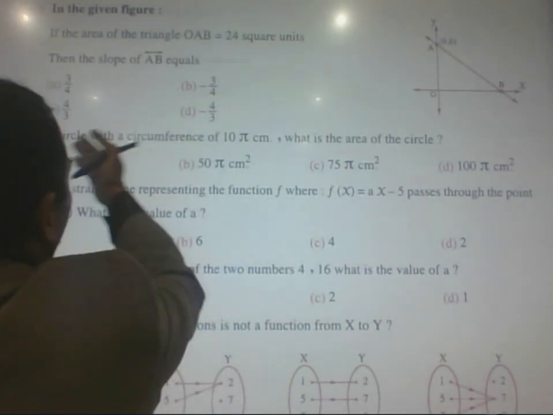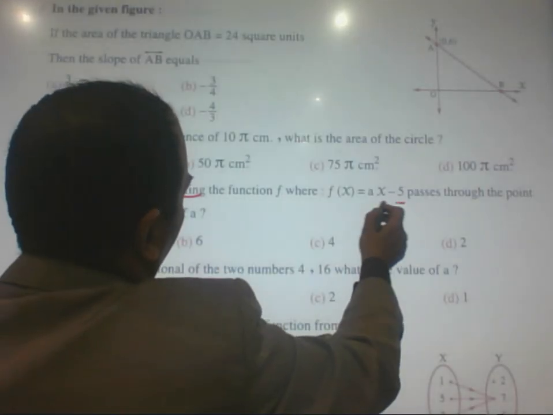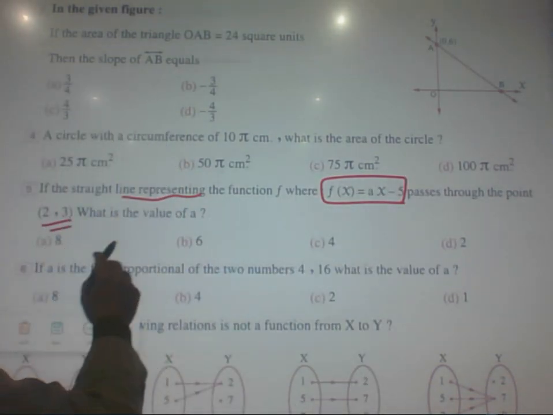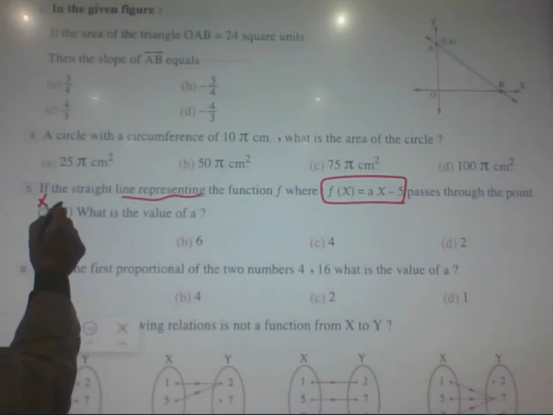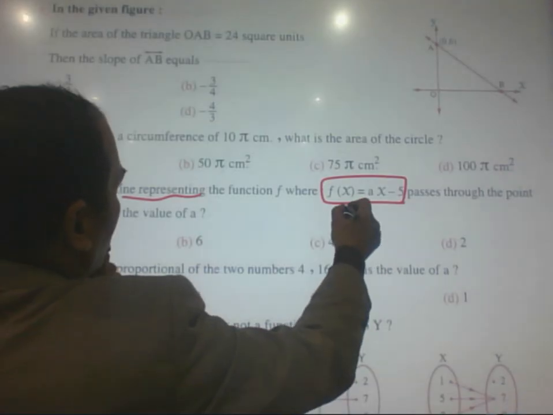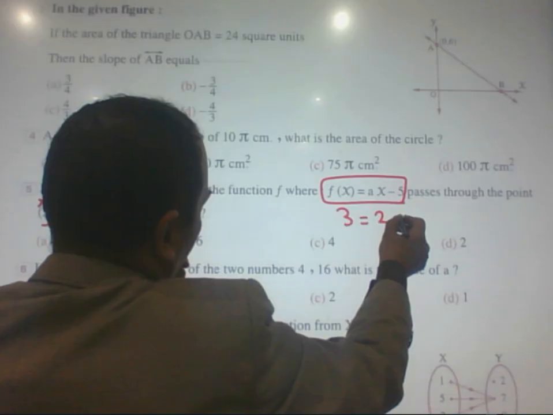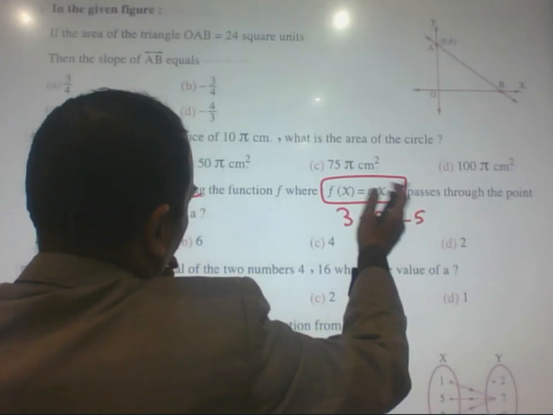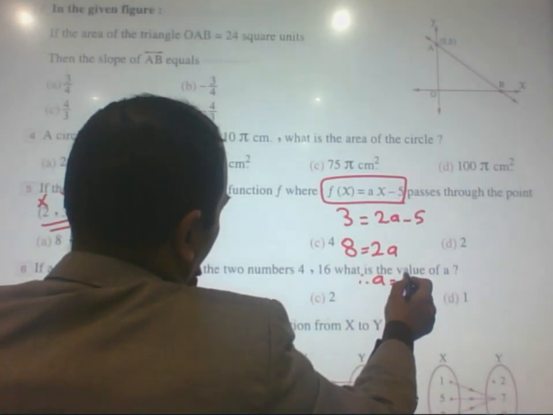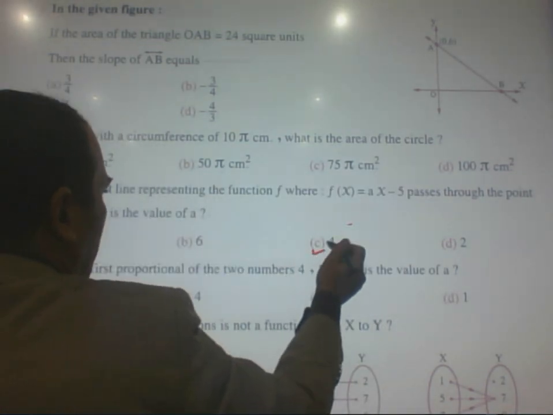Next question. If the straight line representing the function f of x equals ax minus 5 passes through the point (2, 3), what is the value of a? This point satisfies the equation, then we can put the value of x equals 2 and the value of y equals 3. Y here means f of x. F of x will be equal to 3 at x equals 2. Then we have 2 times a minus 5. Move negative 5 by additive inverse: 5 plus 3 equals 8. 8 equals 2a, and the value of a equals 8 divided by 2 equals 4. Choose letter C. The answer here, letter C.